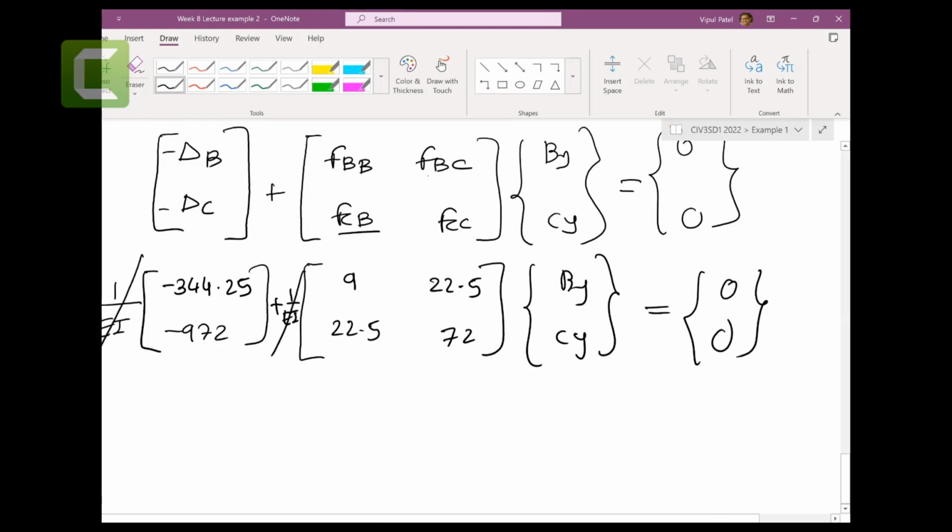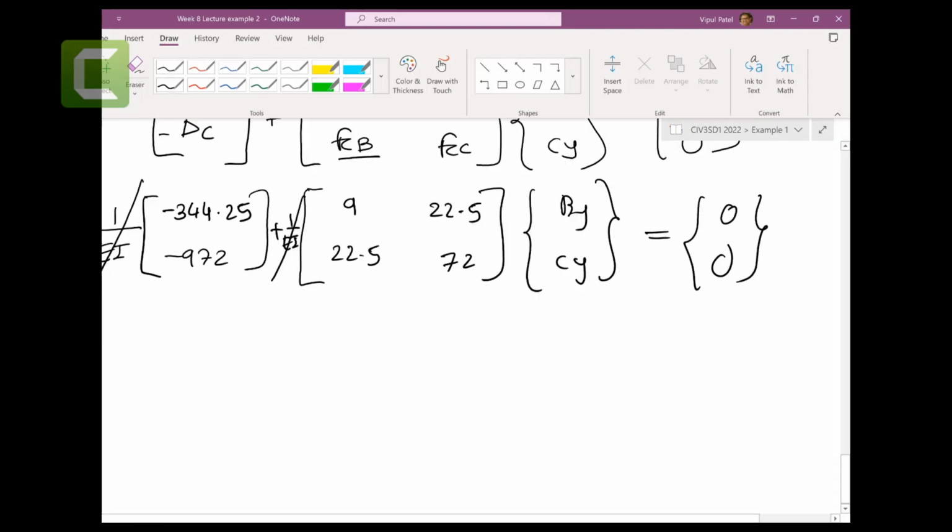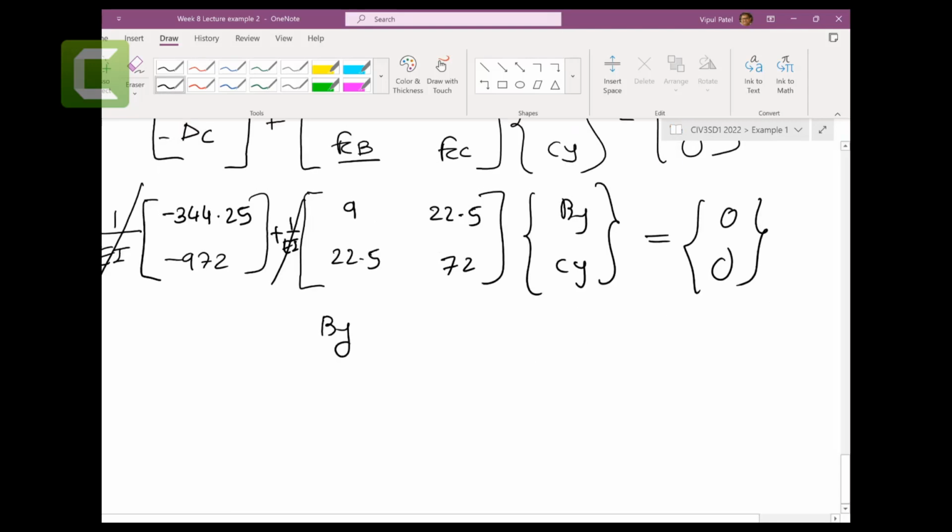Now these cancel. If you take the common and bring it on that side, you will get that. And if you do this inverse and matrix stuff, I think you remember that matrix one, so you get 20.50, or you can do the simultaneous equations, and then CY equals 7.07 kilonewtons.